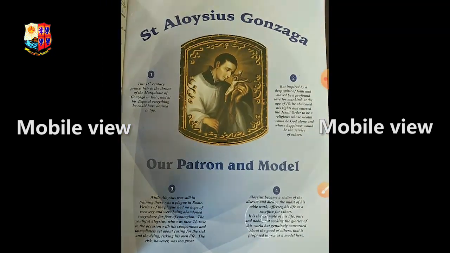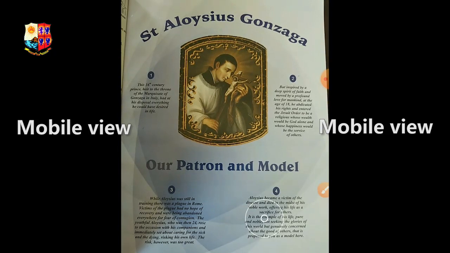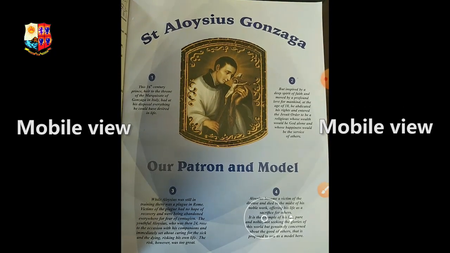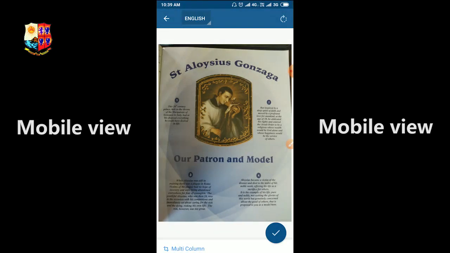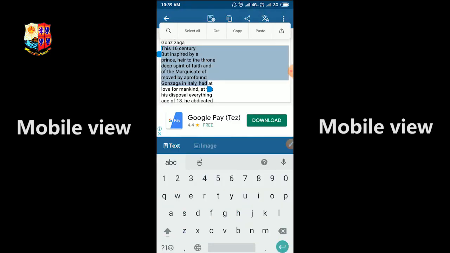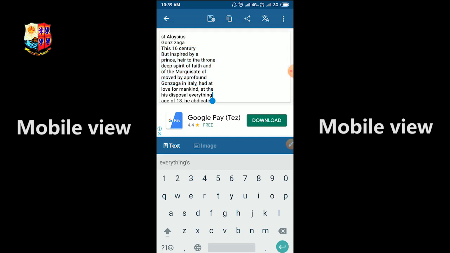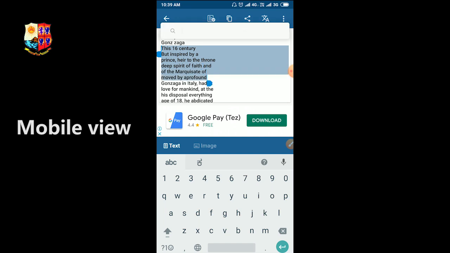You click the photograph button, you take it very close to where you want it, and then you click the photograph. You say OK here. So now you can see that the text has been scanned. You can copy this text here and paste it wherever you want.